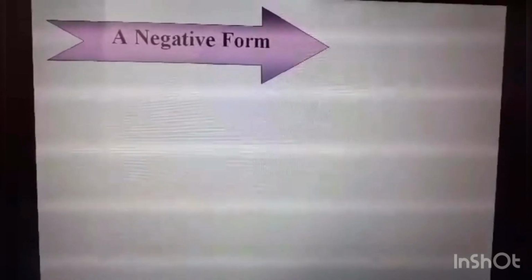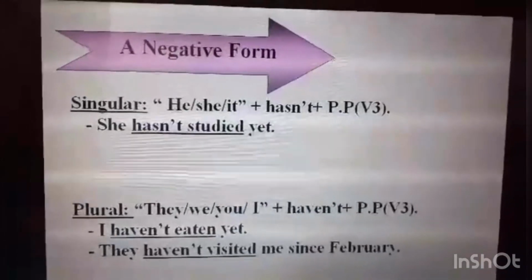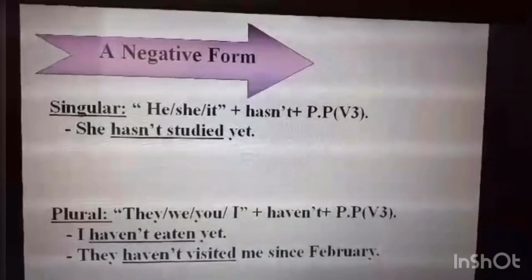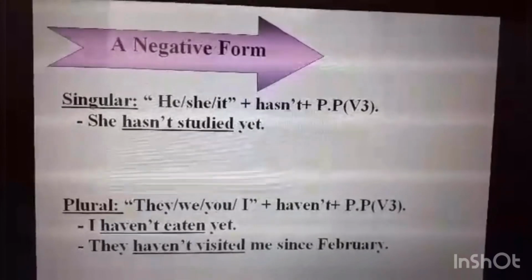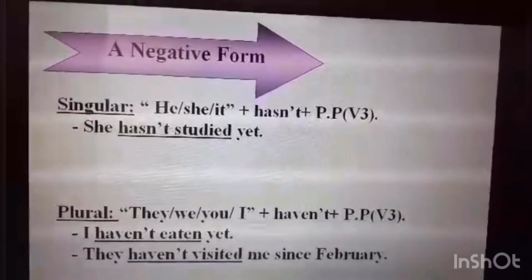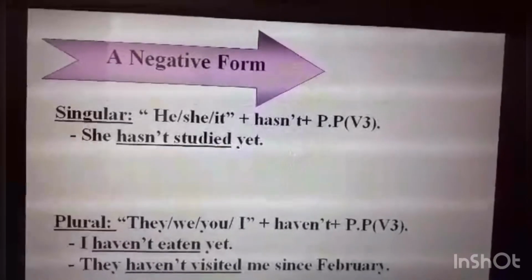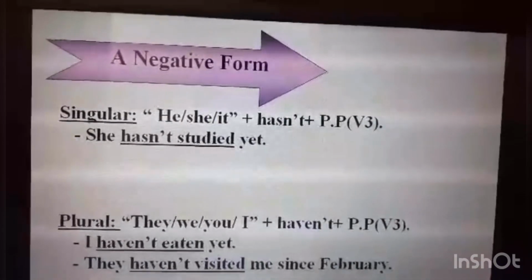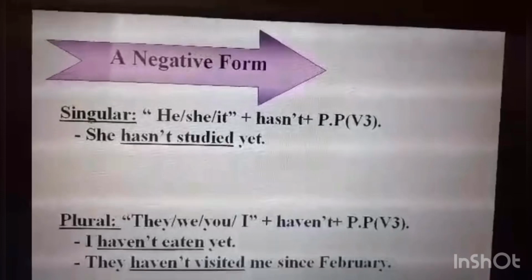And now, my dear students, how to make a negative pattern in a present perfect tense. At first, we will talk about a singular case. For singular pronouns or singular nouns, the negative form is hasn't. Hasn't for singular. And after hasn't, you should correct the verb by past participle or the third form of the verb.